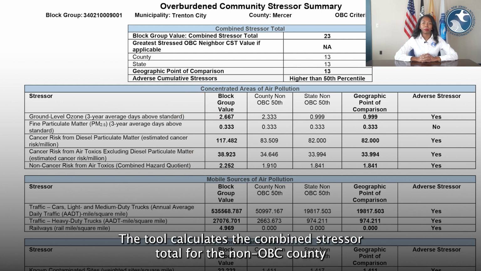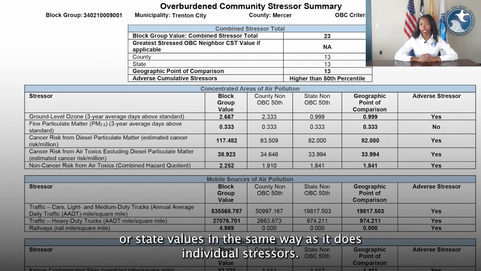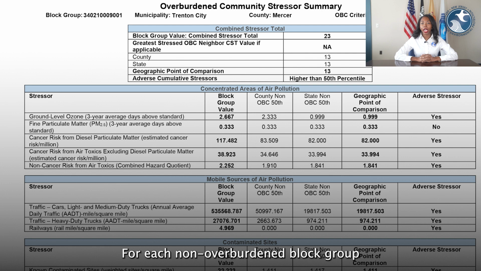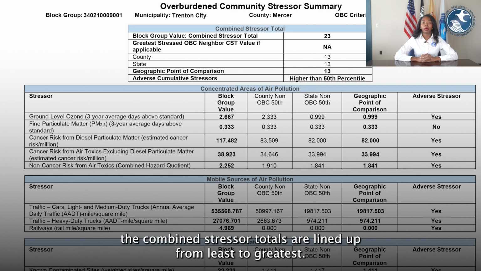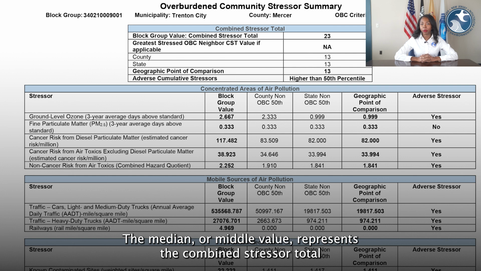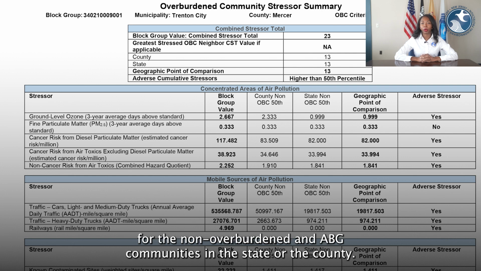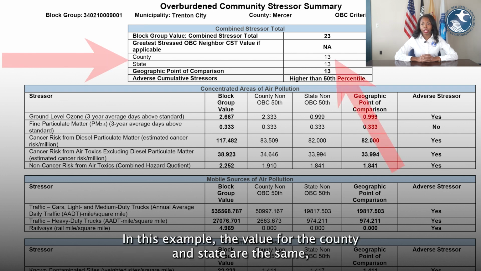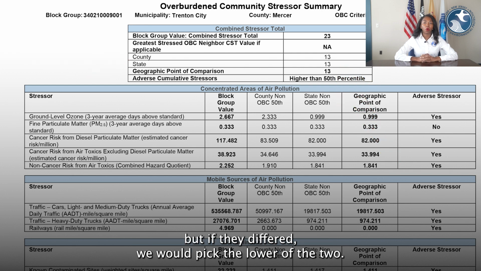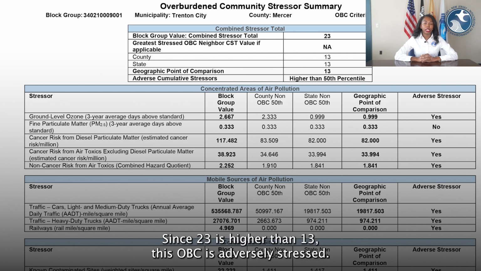The tool calculates the combined stressor total for the non-OBC county or state values in the same way as it does individual stressors. For each non-overburdened block group and ABG in the relevant county or state, the combined stressor totals are lined up from least to greatest. The median or middle value represents the combined stressor total for the non-overburdened and ABG communities in the state or the county. In this example, the value for the county and state are the same, but if they differed, we would pick the lower of the two. Since 23 is higher than 13, this OBC is adversely stressed.